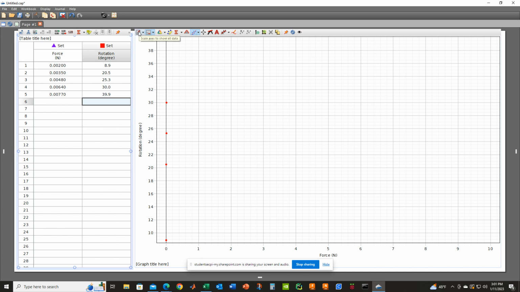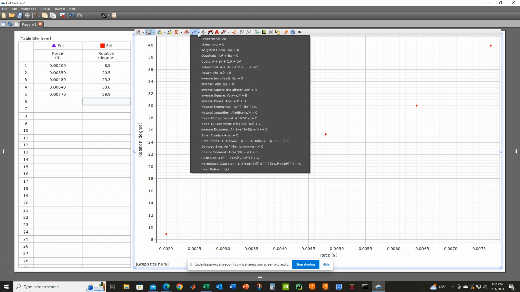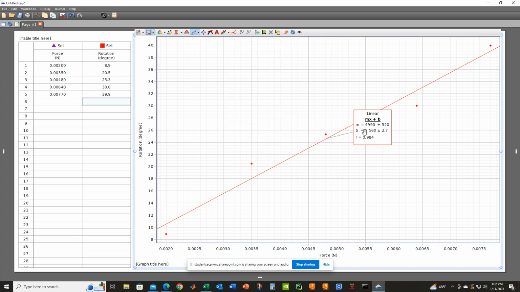What I want to do is go to scale axis to show all data. I'm going to click on that and you'll see that I have these data points. Now I want a line of best fit, so I'm going to go to my linear fit here. That looks like a straight line. You'll see here that we have the slope, and the slope is 4990. So this should be my force constant. Let me just check that answer.